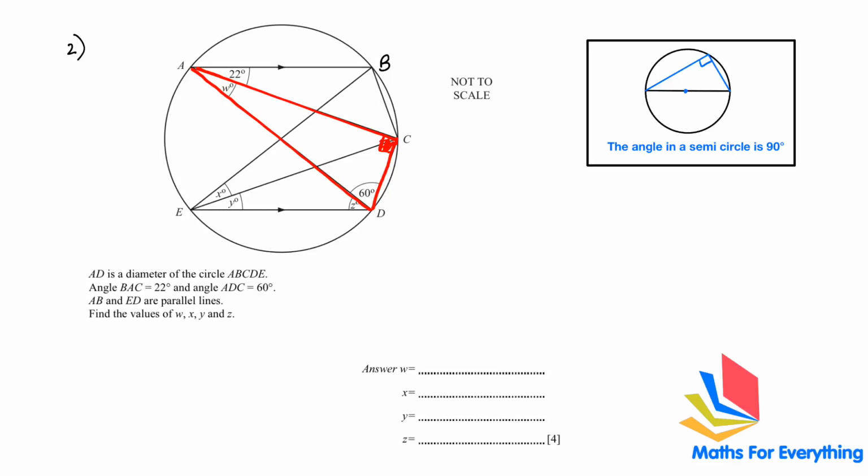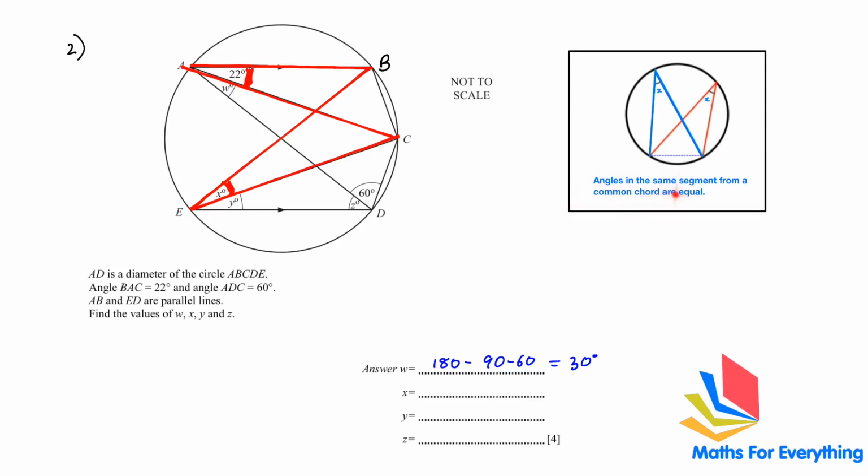If we have been given two angles and we want to find the third angle, we are going to subtract the other two angles from 180, and that will give us 30. So w is equal to 30. Next, we will find x. Where is x? x is here.